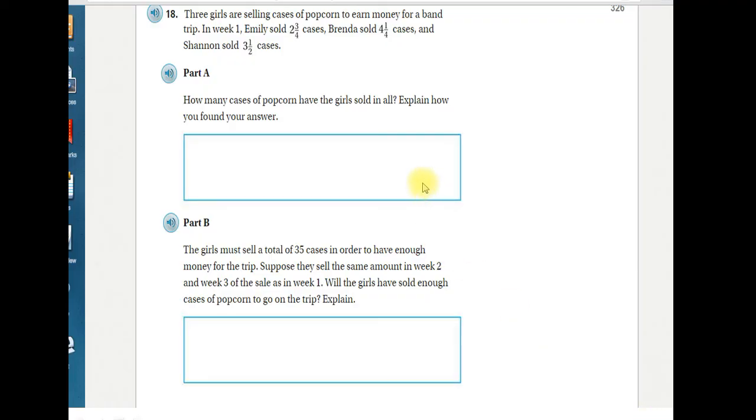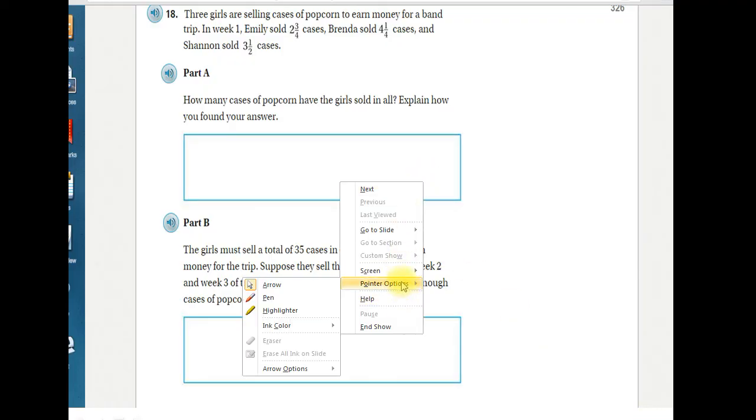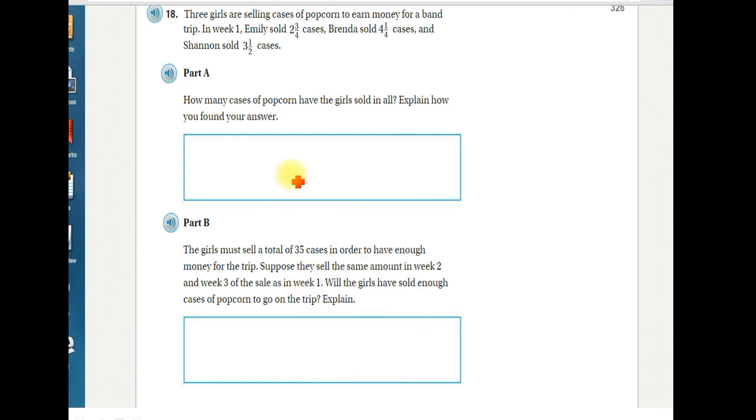Alright, Mr. Music here, and we are on Chapter 7 Test Review, looking at number 18. Three girls are selling cases of popcorn to earn money for a band trip. In week 1, Emily sold 2 3/4 cases, Brenda sold 4 1/4 cases, and Shannon sold 3 1/2 cases.